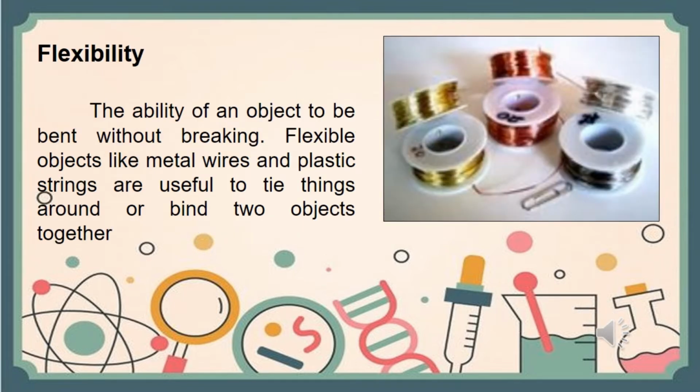And the third one is the flexibility. Flexibility is the ability of an object to be bent without breaking. Flexible objects like metal wires and plastic strings are useful to tie things around or bind two objects together.